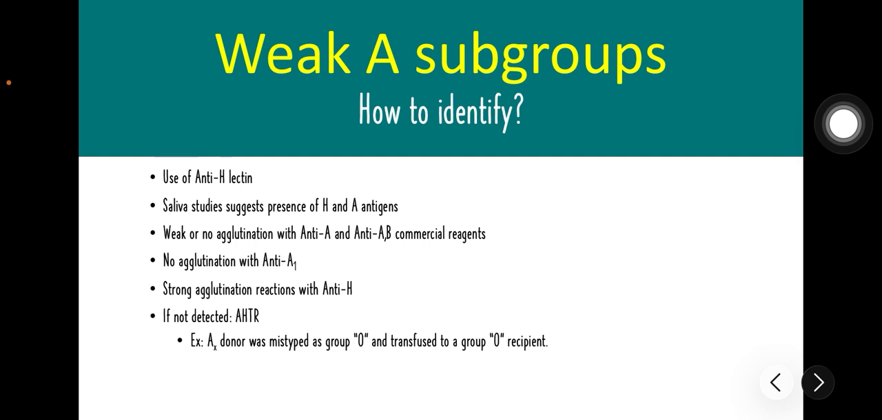Identification usually begins with forward grouping, or forward typing. Usually testing RBCs with anti-A shows a weak, 1 plus, or negative reaction, but the reverse grouping, in which you test the serum, does not match the expected pattern for group O. For example, the RBCs may react as group O, but the serum contains only anti-B, suggesting the person is actually group A.